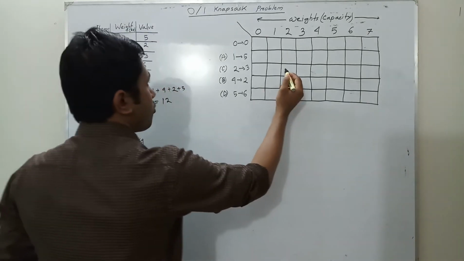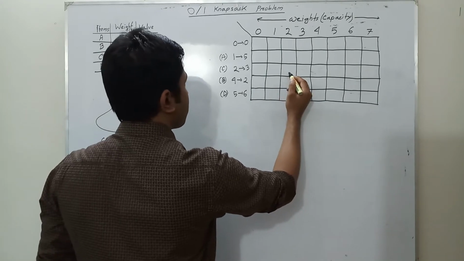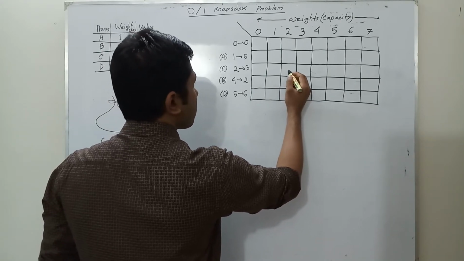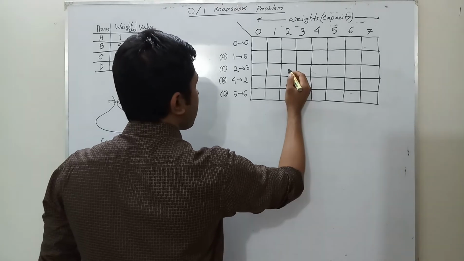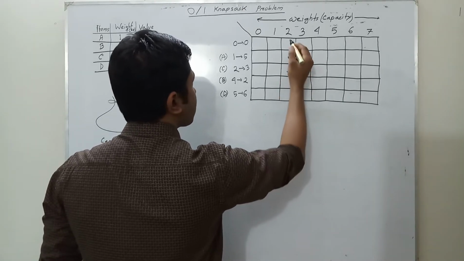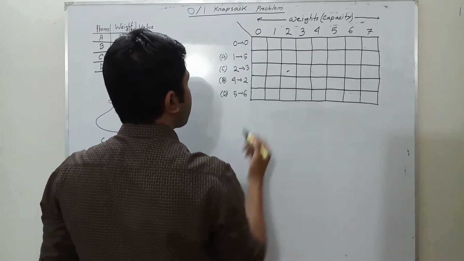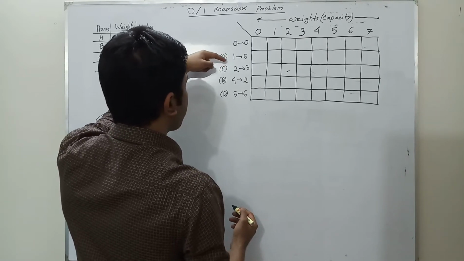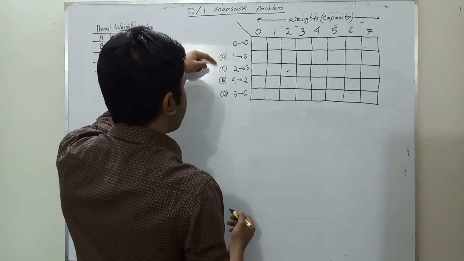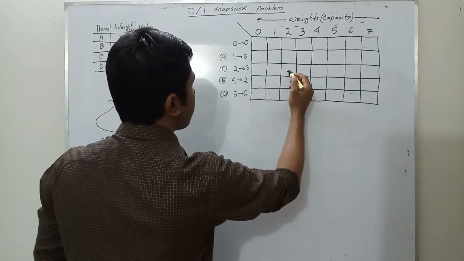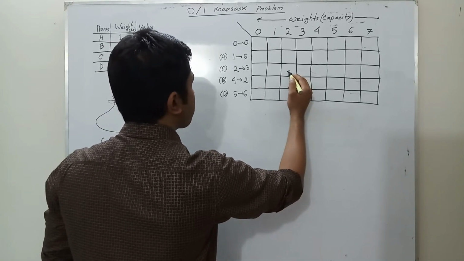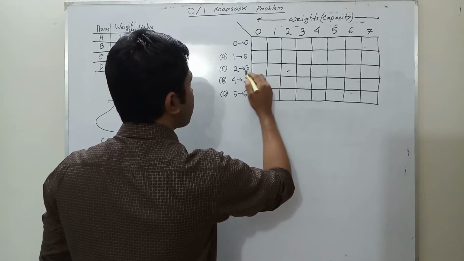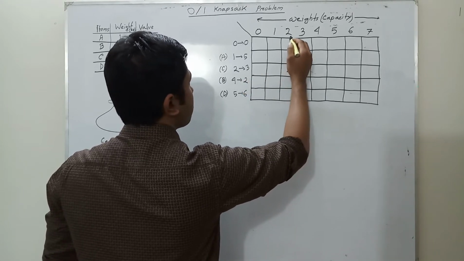And each field of this table represents the maximum obtainable value. That means in this position, when the capacity of my knapsack is 2 and I have those 2 items with weights 1 and 2, that means A and C, then this field will represent the maximum obtainable value using those items when the capacity of my knapsack is 2.